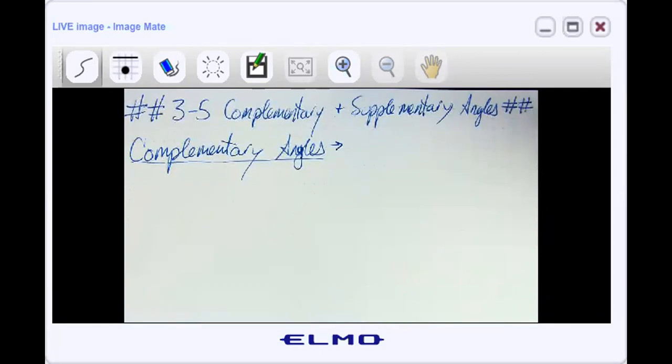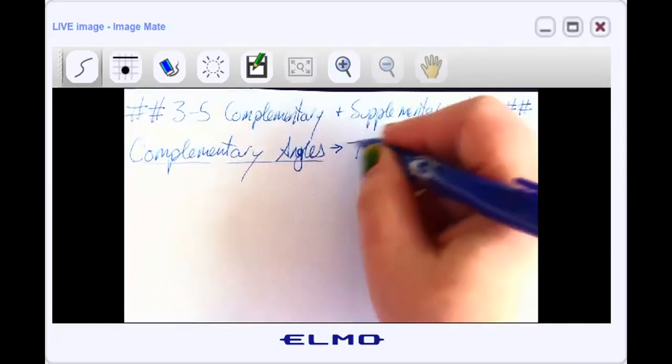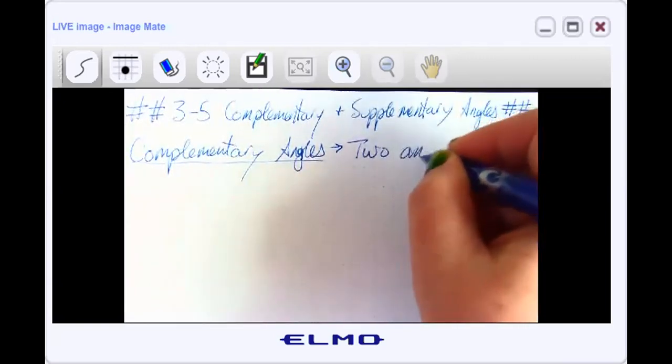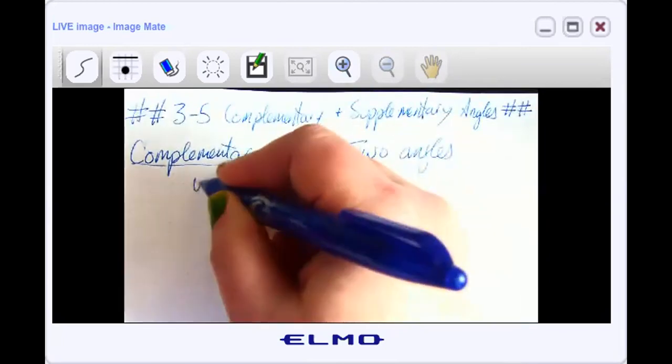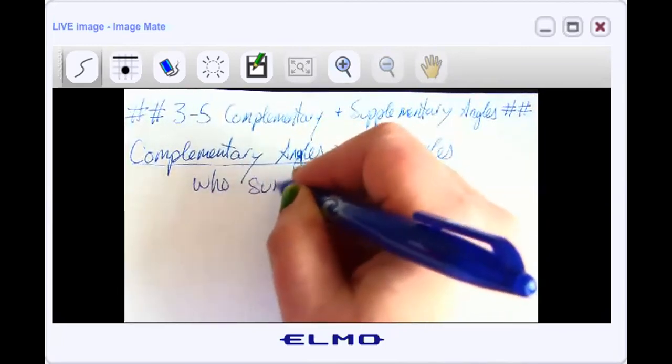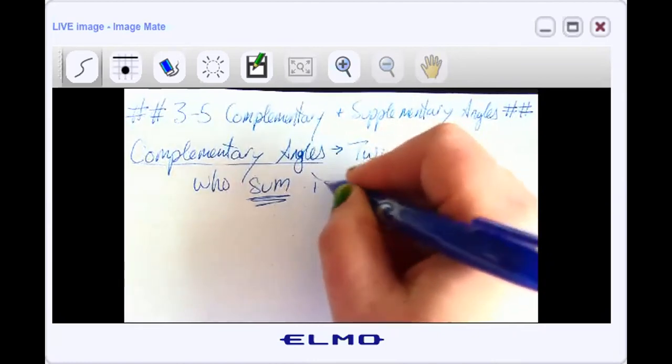So you're almost right. Wink, wink. Almost right. Right meaning 90 degrees in geometry. So that is a helpful way to remember what complementary angles are. But here's their actual definition. They are going to be two angles whose sum is 90.